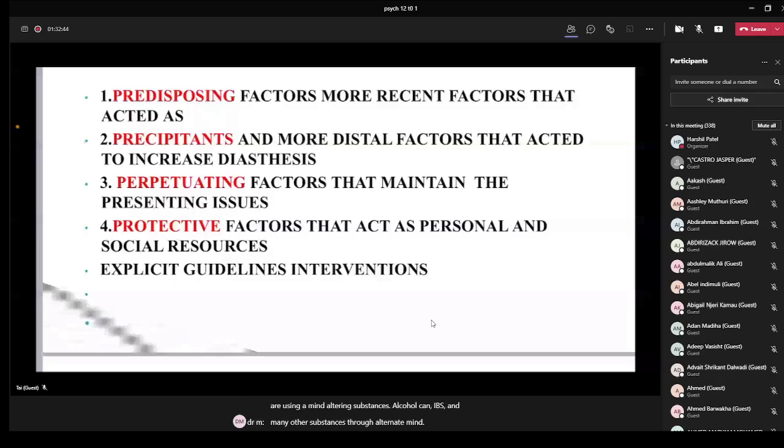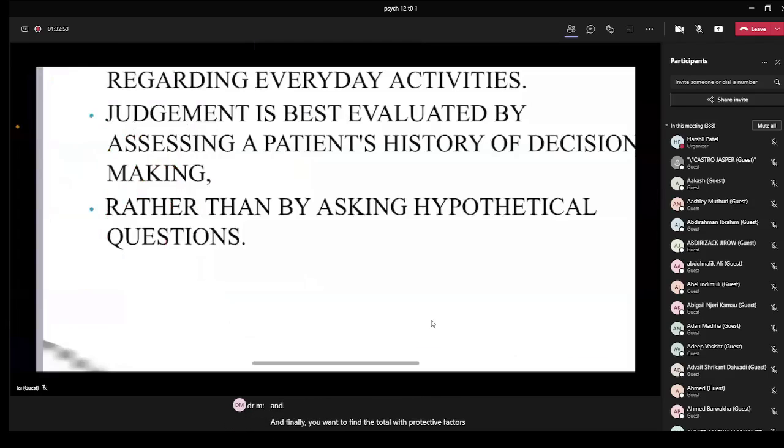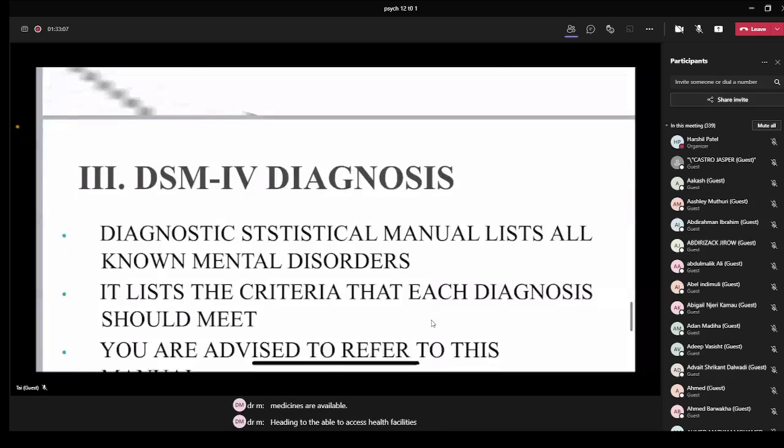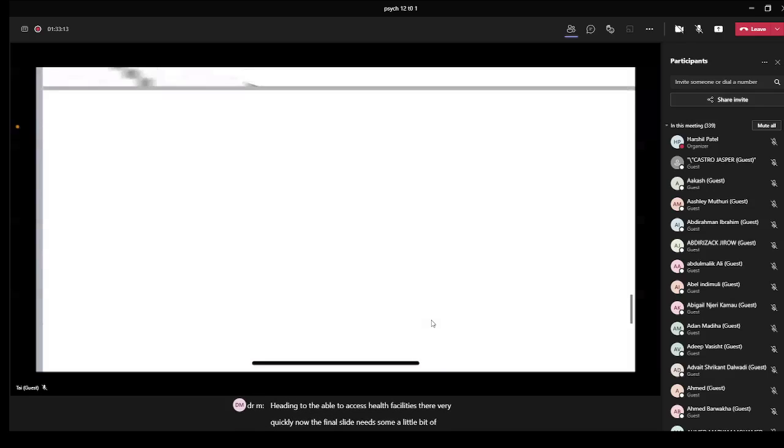And finally, you want to find out what the protective factors are, and this sometimes has to do with their resources. What is it that has kept them well? Maybe they've got a very stable family, the medicines are available, and they're able to access health facilities very quickly.